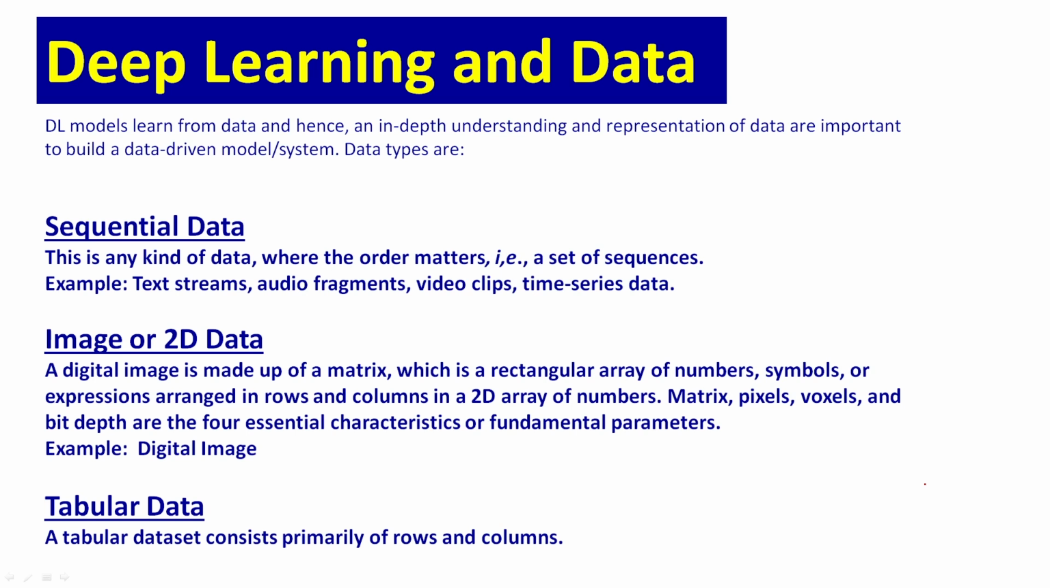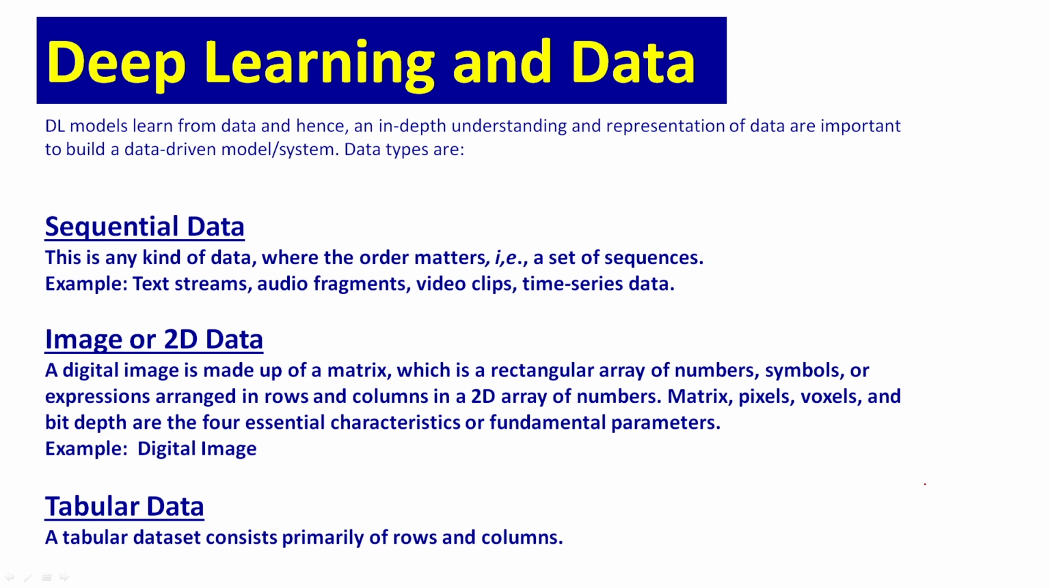Now, you also have what is called image or 2D data. It is a digital image. It can be made of a matrix. Yes, all of you know that digital data can be made of a matrix, which is nothing but a rectangular array of numbers, symbols. A color image is actually 256 different levels. Therefore, you can have a matrix arranged in rows and columns, a 2D array of numbers. The matrix, pixel, voxels and bit depth are the 4 essential characteristics or fundamental parameters for the 2D data. Matrix is the data actually.